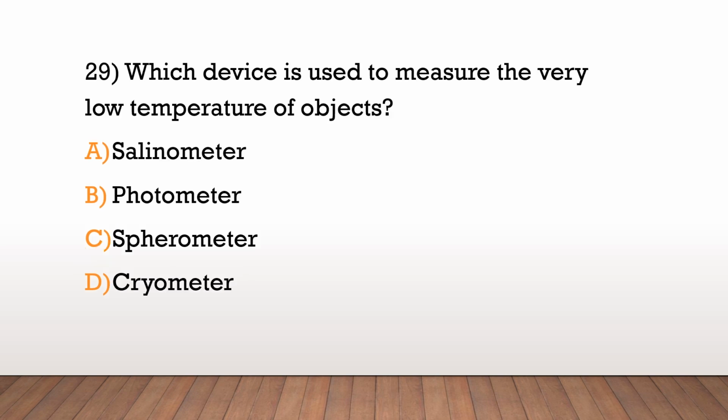Which device is used to measure the very low temperature of objects? A. Salinometer, B. Photometer, C. Spherometer, or D. Cryometer. The answer is D. Cryometer.